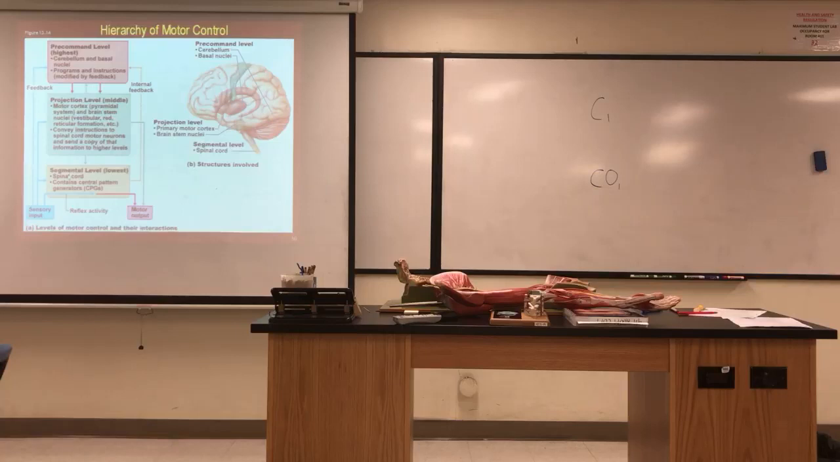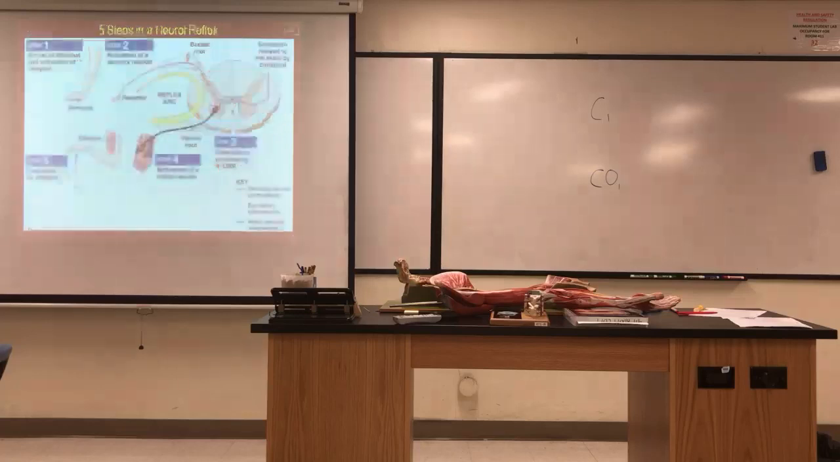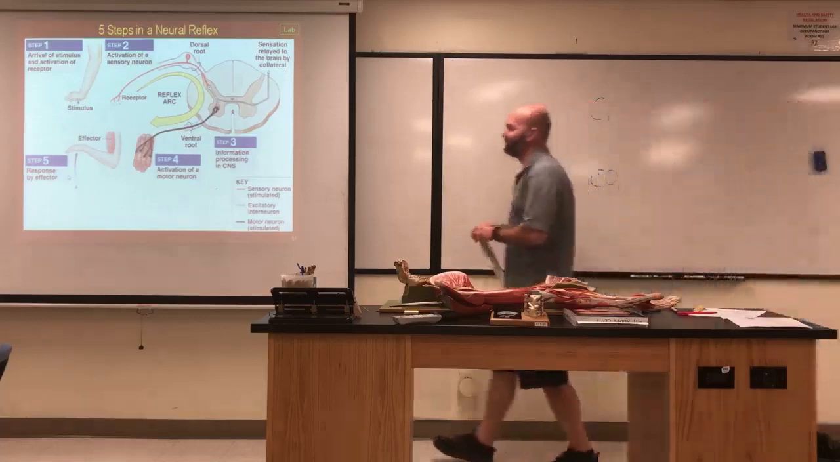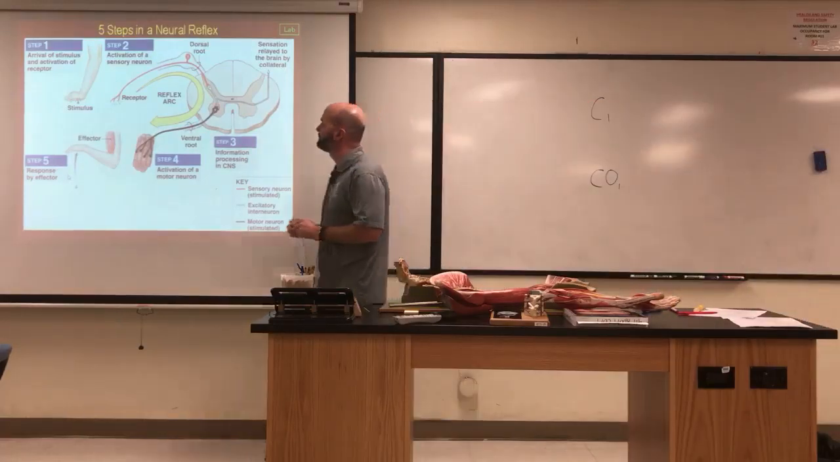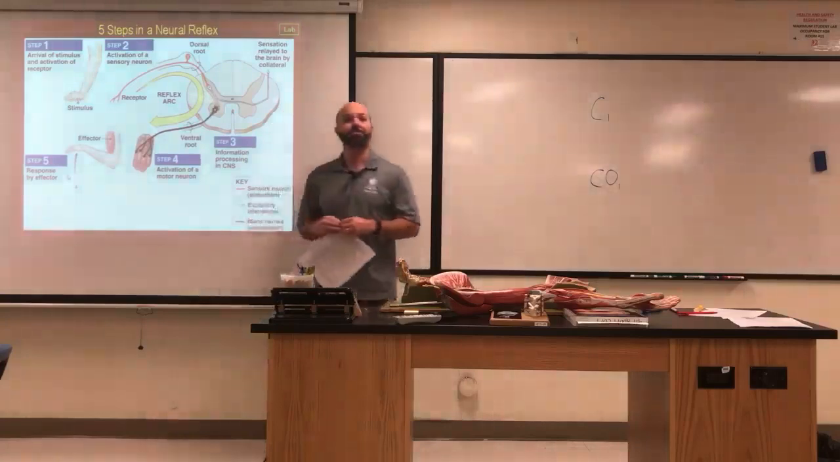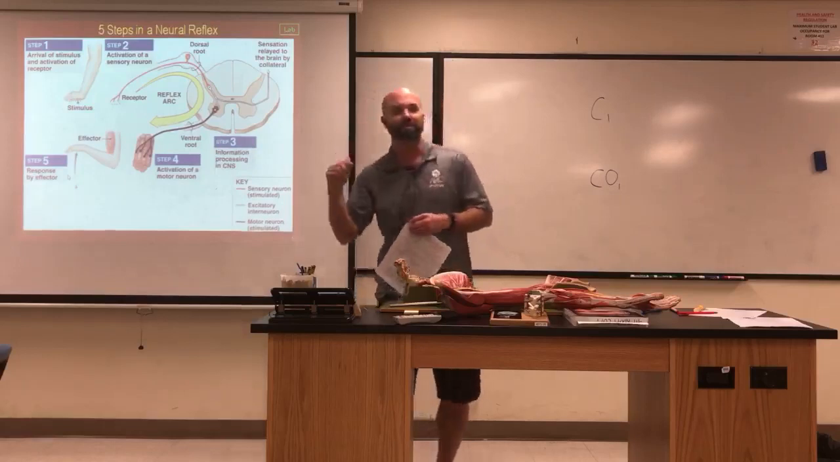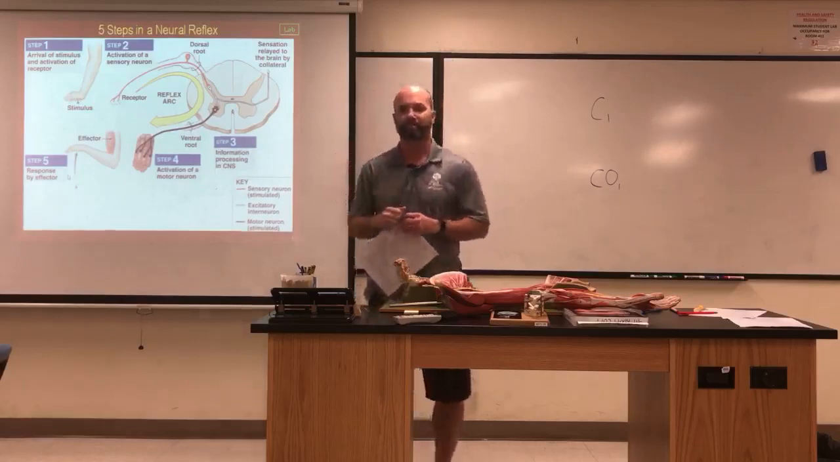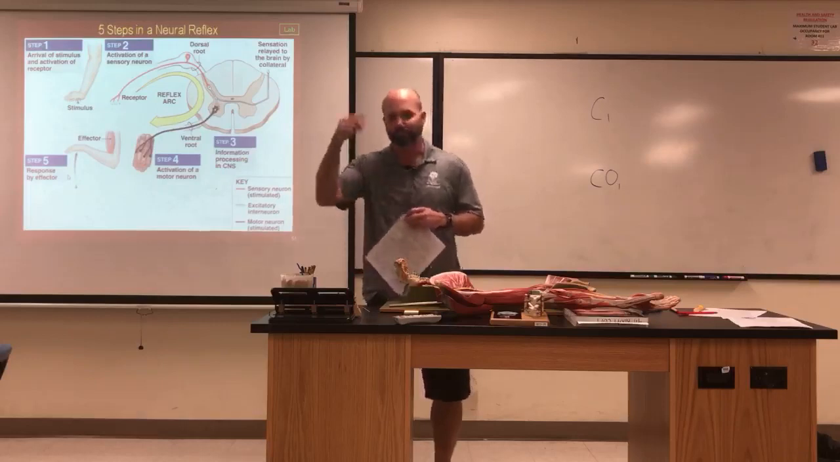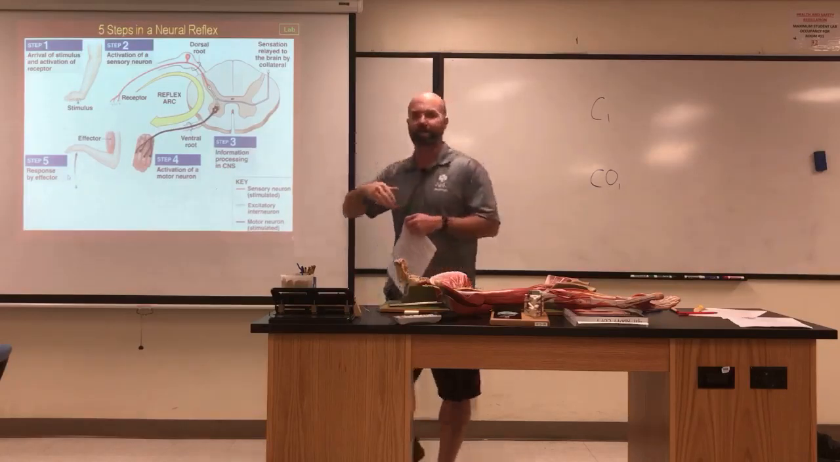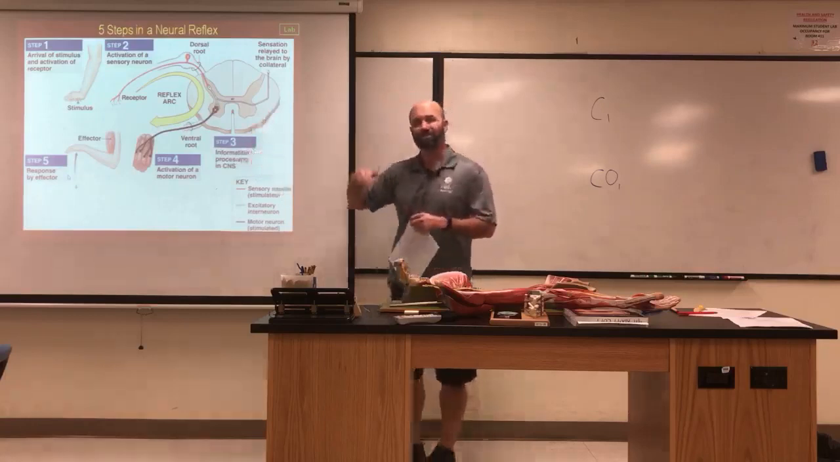Next is neural reflexes. A neural reflex should look very familiar. It's got the same components as a negative feedback loop. The difference is with a negative feedback loop, there's a variable that's going up or down, and we need to counter it and get it back into the normal range. With a reflex, there's not something that's too high or too low that needs to be brought back into the normal range. There's a problem and there's a solution, but you can't really call it a negative feedback.